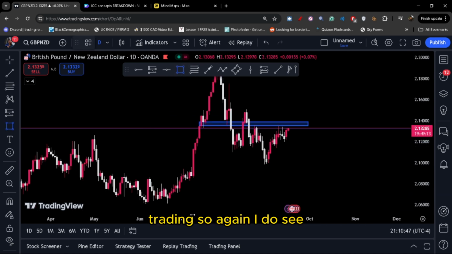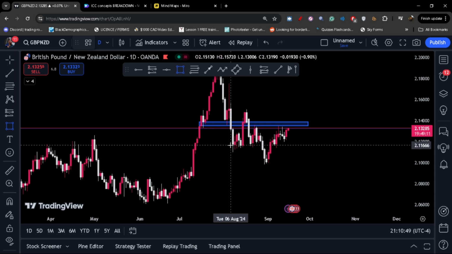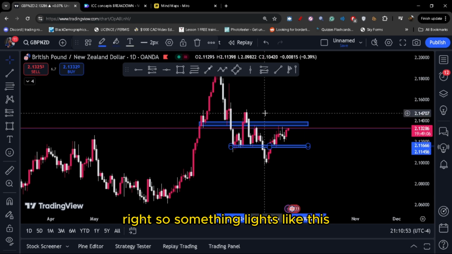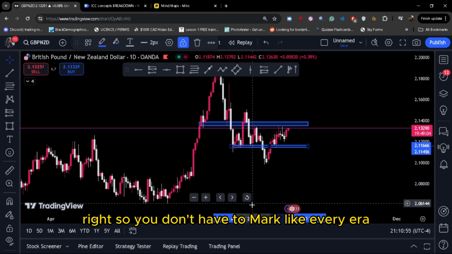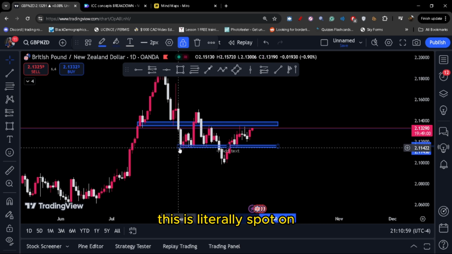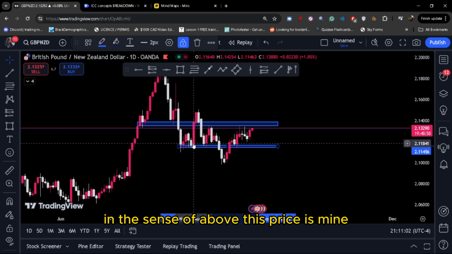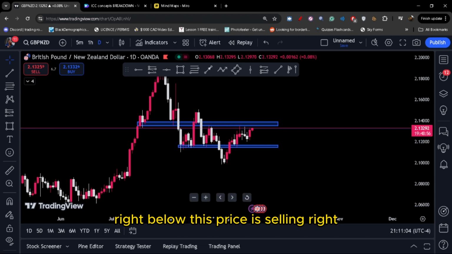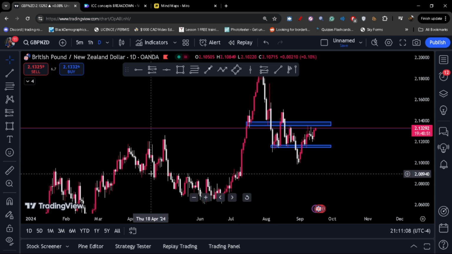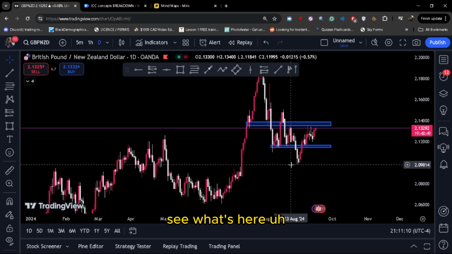Again, I do see another area of interest here, right? Something light like this, right? You don't have to mark every area of interest you find, but as you can see, this is literally spot on in the sense of above this price is buying, right? Below this price is selling, right? And then we could see what is here.